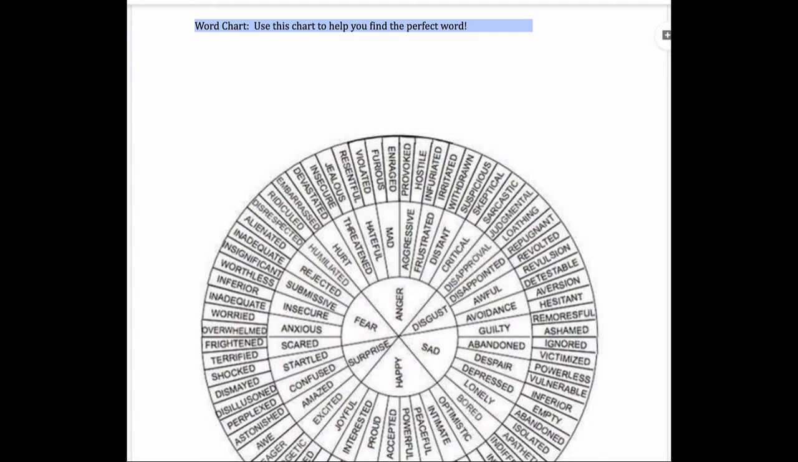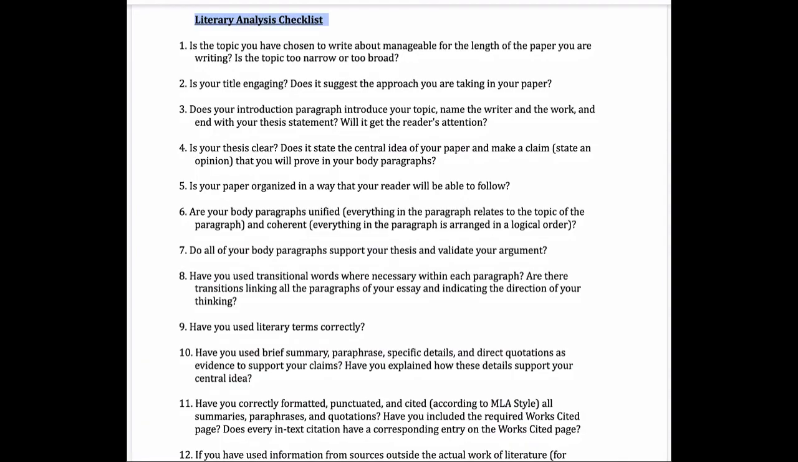Page 26 includes a groovy word chart for adjectives. Page 27 is an awesome resource for you and should be used 15 minutes before you're going to hit submit. And it's just a bunch of things to remind you of when you go back for that final edit. Things like, did you find a manageable topic? Is your title engaging? Does your intro paragraph include those things it has to include? The topic, the name of the writer, and the piece. Does it end with your thesis statement? And so it just is a great reminder for you before you're going to submit during that last edit.